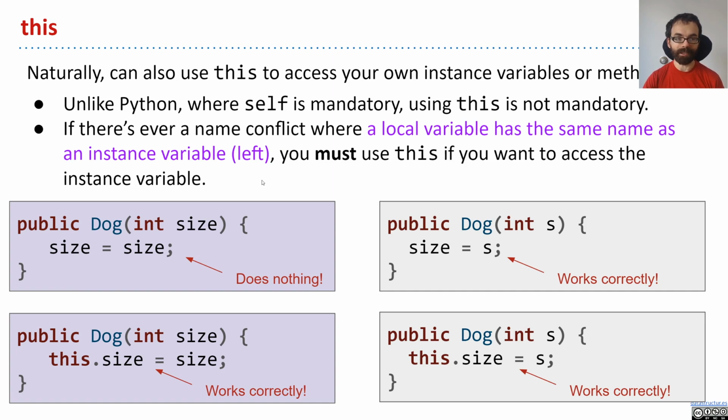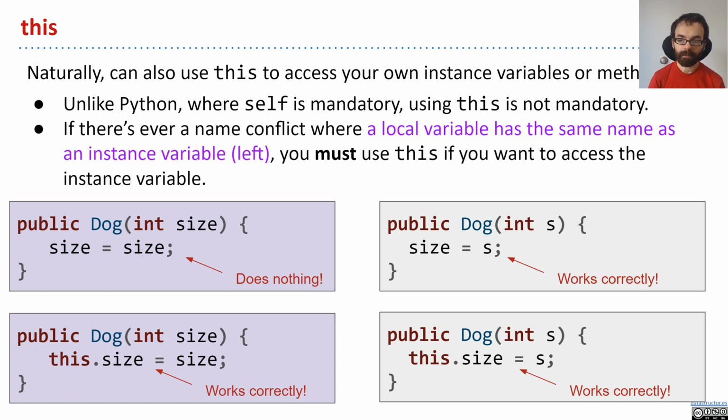This is the purple situation. This does nothing. It just says local variable size equals size. Java does not figure out what you meant in this case. And so there, what you need to do is say this dot size is equal to size, and that will work correctly. So it's saying the instance variable is now equal to the local variable. Okay? So if you ever have a naming conflict, you can use this to disambiguate and say you mean the instance thing, not the local variable thing.